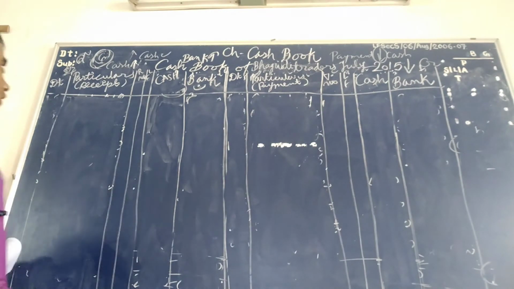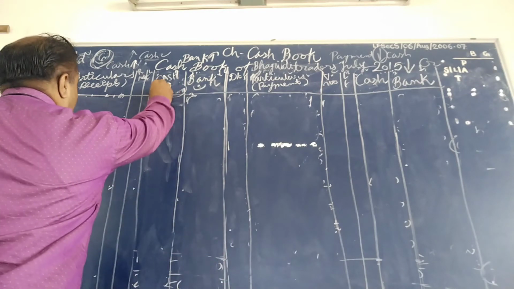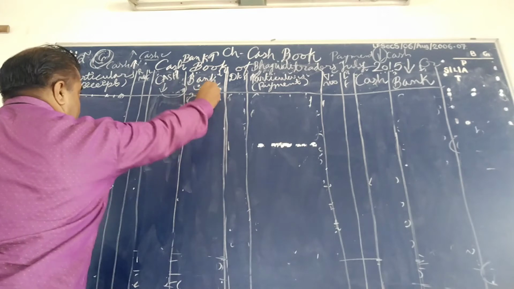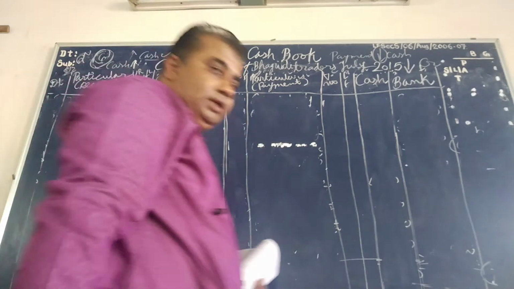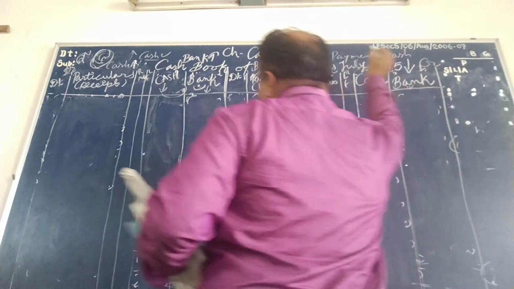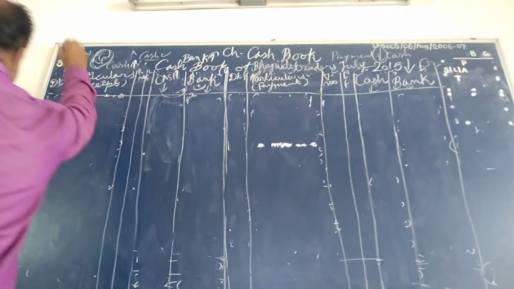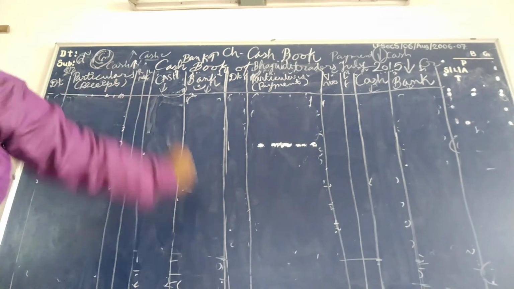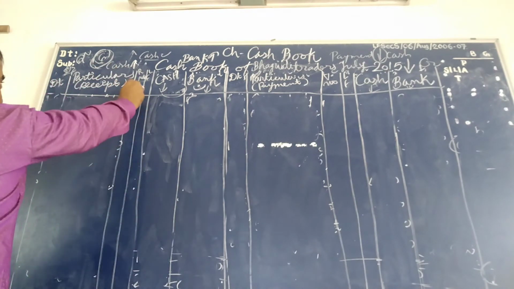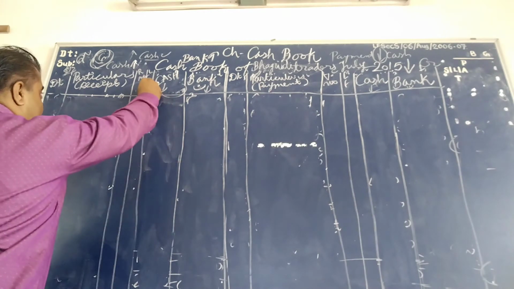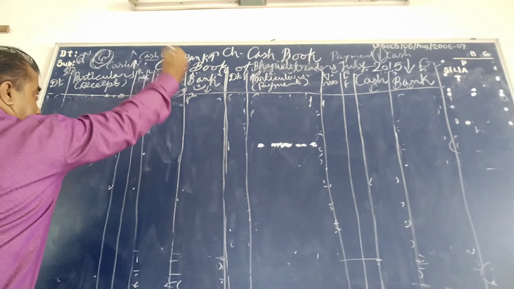column. Here you can see that on the debit side we prepare cash and bank column, and on the credit side we prepare cash and bank column. This is the debit side. On the debit side, take particulars, receipt number. If it is given in the sum, we write the receipt number. Then ledger folio, then cash and bank column.